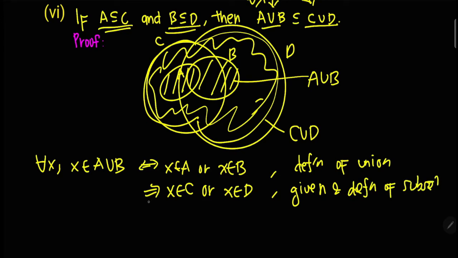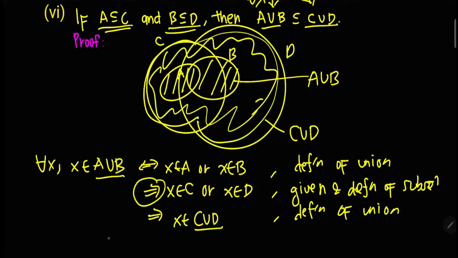By definition of subset, this is now just an if-then statement, not an if and only if statement. But what does it mean to have x is in C or x is in D? That means that x is in C union D. That's the definition again of union. So we start with x being in the first set and end up being in the second set. Since this is an if-then statement, not an if and only if, therefore we have A union B to be a subset of the second set C union D.